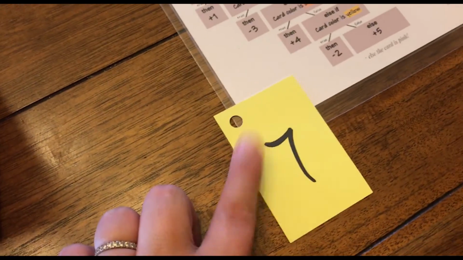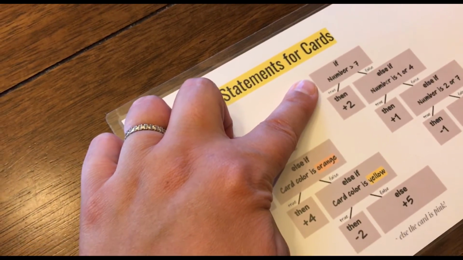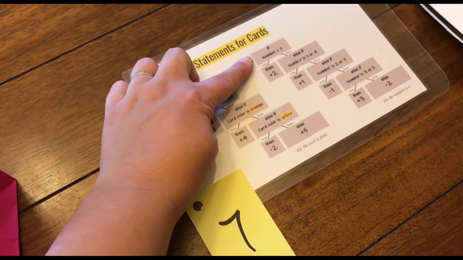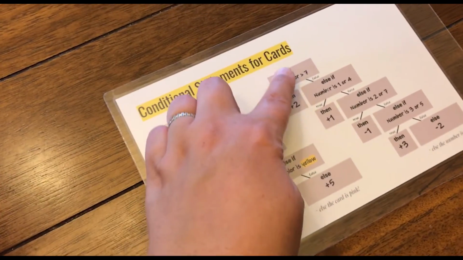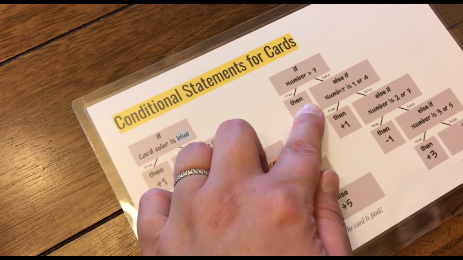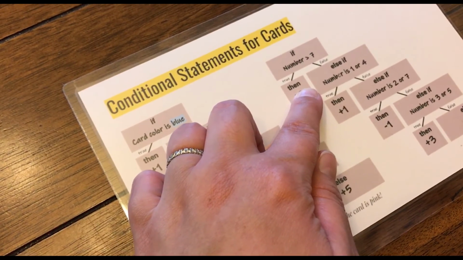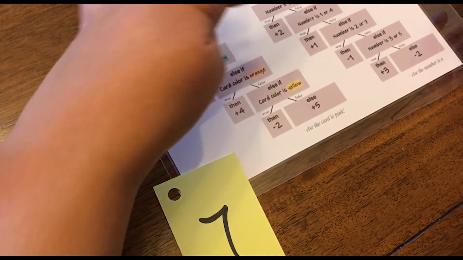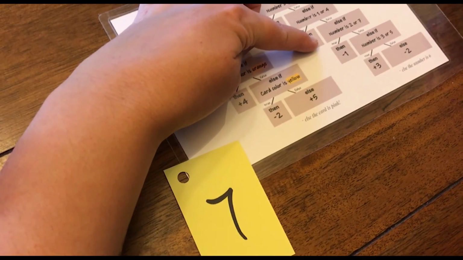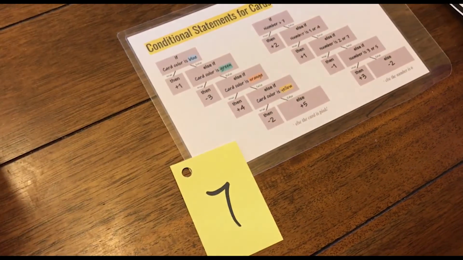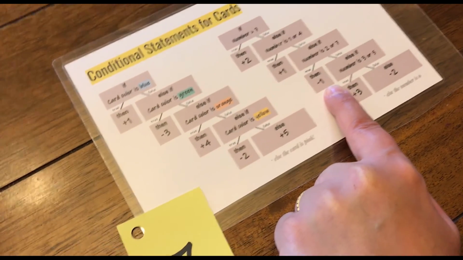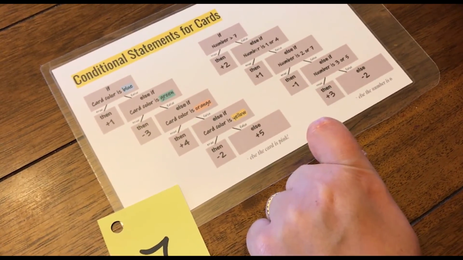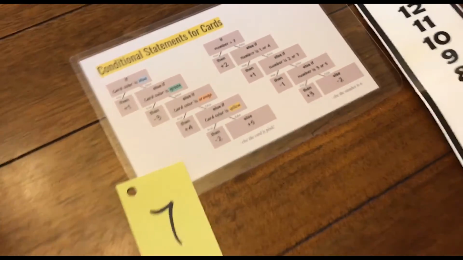Let's look at the card number. If the number is greater than 7, true or false? False. Because the number is 7, it's not bigger than 7. You're correct. If the number is 1 or 4, true or false? False. If the number is 2 or 7, true or false? True. True means, oh gosh, -1. Sometimes you're off to a rough start, but that's okay, because you'll catch up.